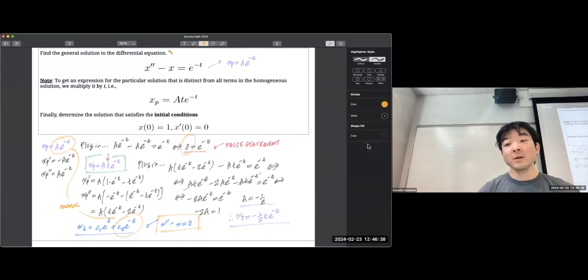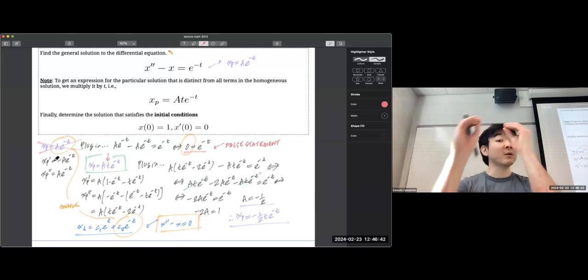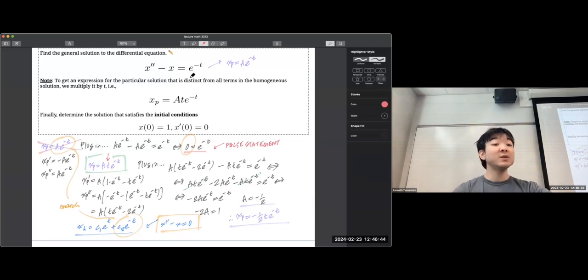And so how do you come up with the correct particular solution form is you first look at the right-hand side. That gives you an initial, but it's still an initial particular guess.